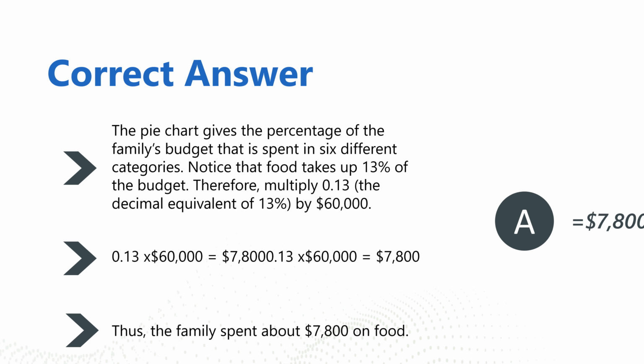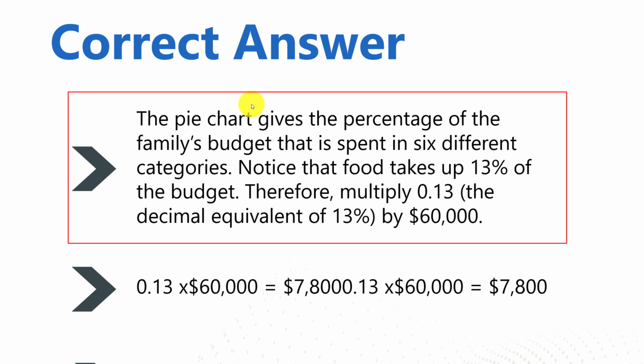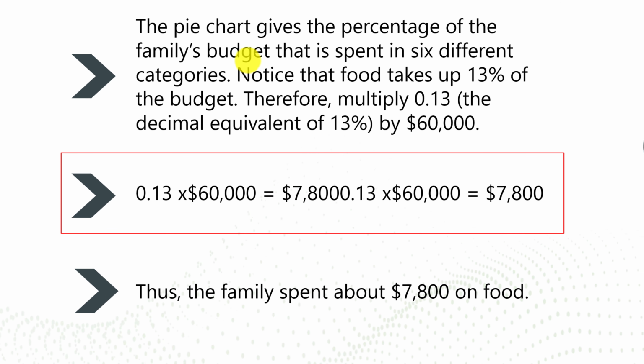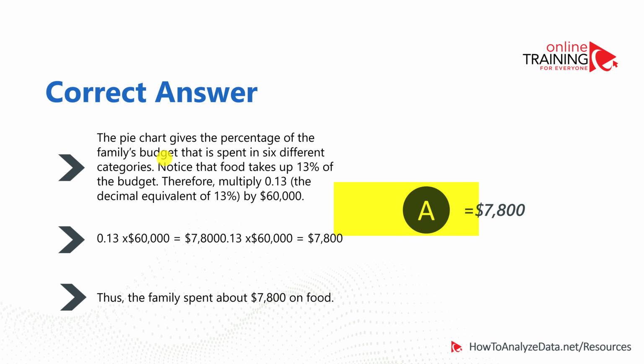Let's recap. The pie chart gives you the percentage of the family's budget that was spent in 6 different categories. Notice that food takes 13% of the budget. Therefore, if you multiply 0.13 by 60,000, you will get $7,800. And that is choice A. Hopefully you've got this one right.